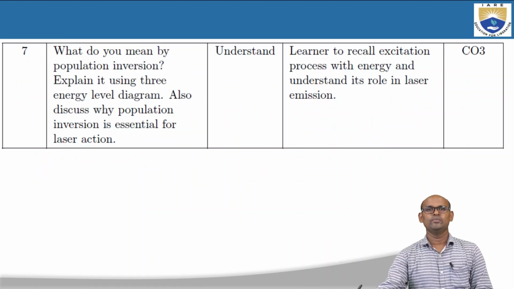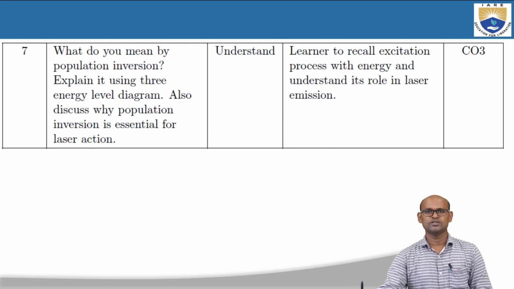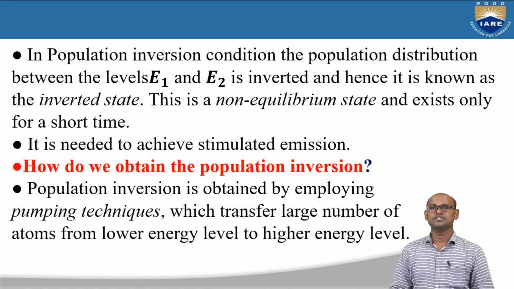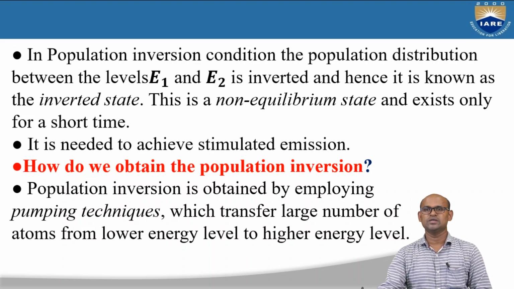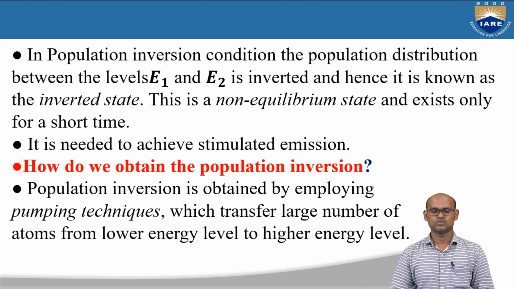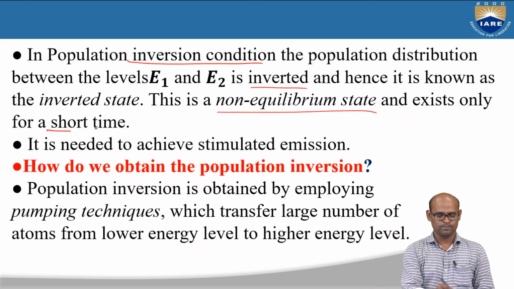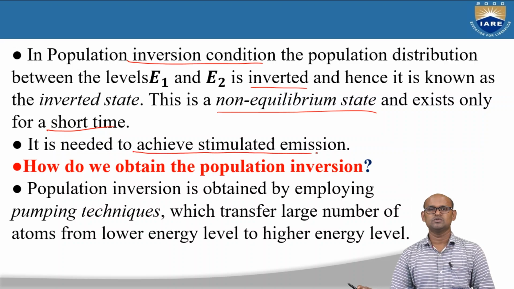What do you mean by population inversion? Explain it using a 3-level diagram. Also discuss why population inversion is essential for laser action. Population inversion is the condition where the population distribution between energy levels E1 and E2 is inverted, and hence it is known as the inverted state. This is also a non-equilibrium state, and it exists only for a short time. It is needed to achieve stimulated emission; to achieve stimulated emission, we need this population inversion.